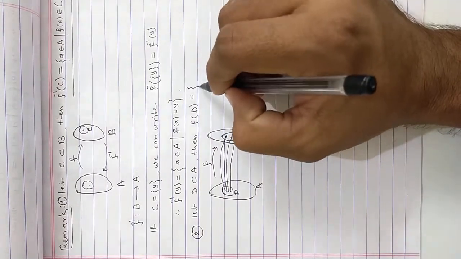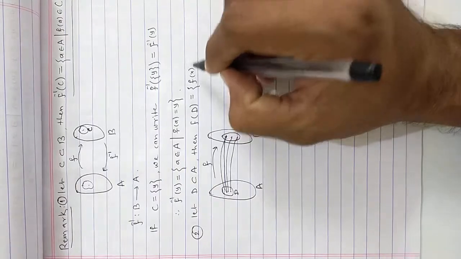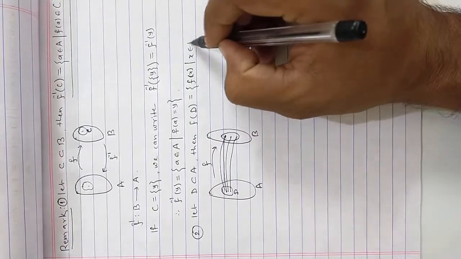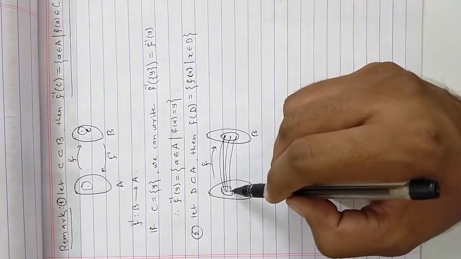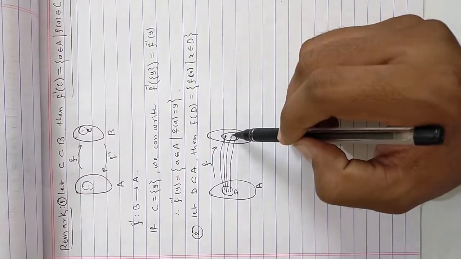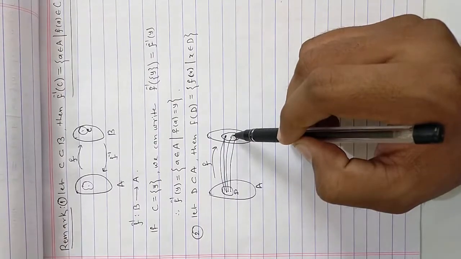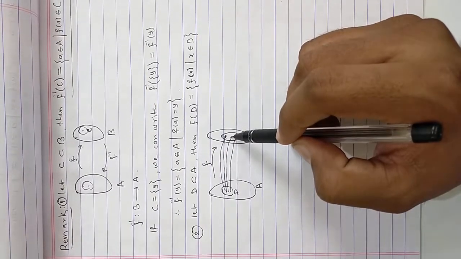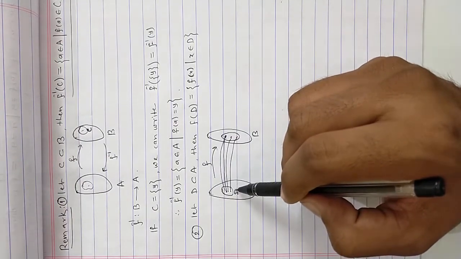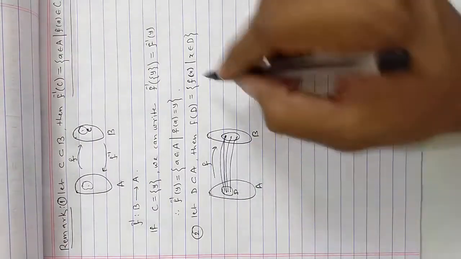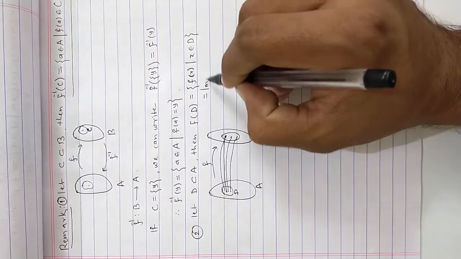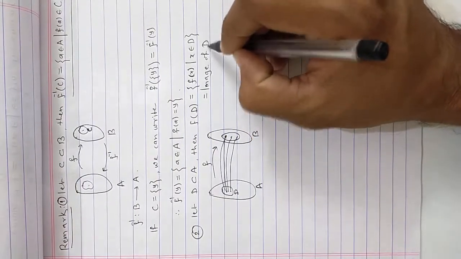So it will be the collection of f(x) such that x is an element of D. So it is nothing but the collection of elements from the codomain which have pre-images in D, which is a subset of A. So it is nothing but f of D, which is the image of D under function f.